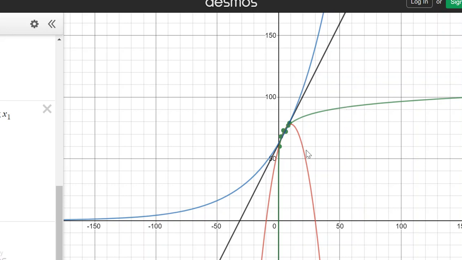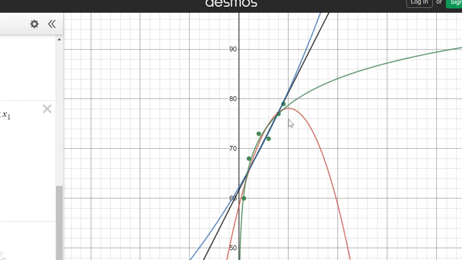The green is very good. The red is probably not a good fit as well, because you don't expect your scores to drop. I know there's the law of diminishing returns, but this is kind of ridiculous. They're basically saying that once you get past 10 hours, you start losing points. I don't think it quite works that way. So I'm going to go with the green line, which in this case turns out to be the logarithm. And so that's going to be our best fit.